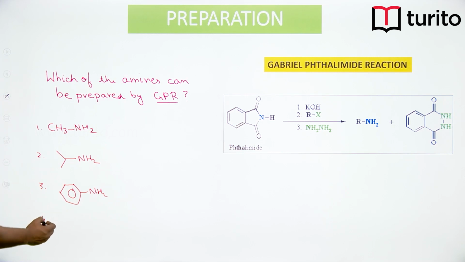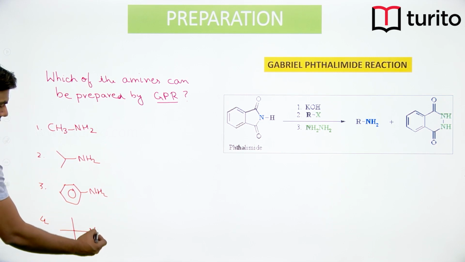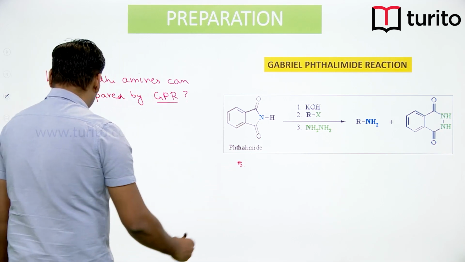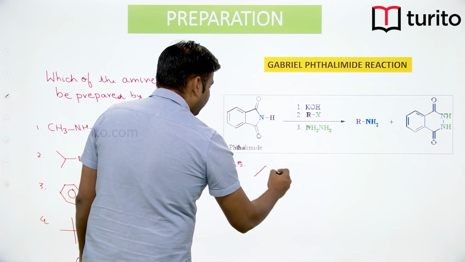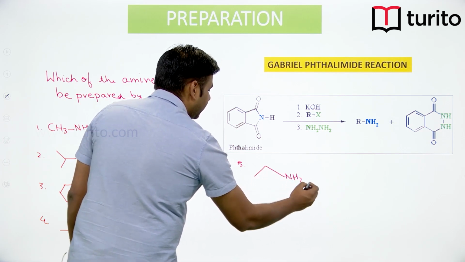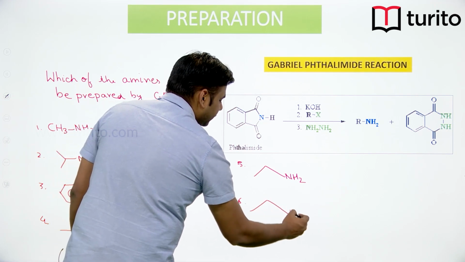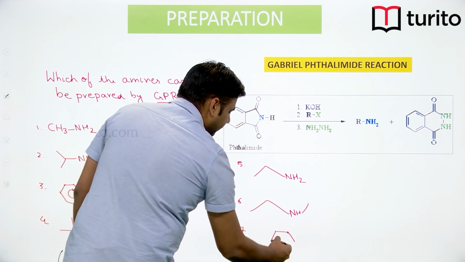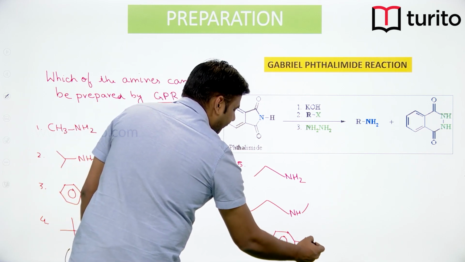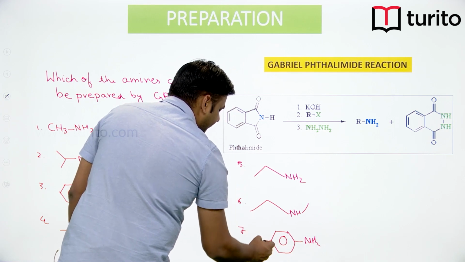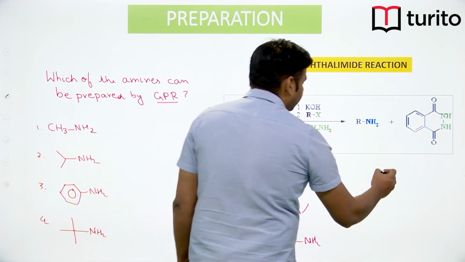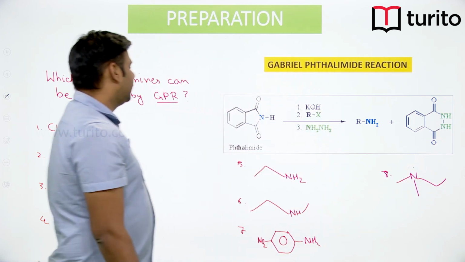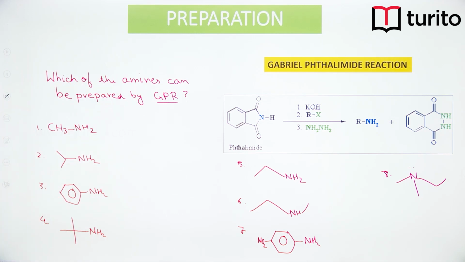fourth, suppose it is this as a 1 degree amine, fifth, suppose we are given this amine, sixth, suppose we are given this amine, and seventh, suppose we are given this amine, and suppose we are also having a 3 degree amine. Okay, so just check which amines can be prepared through this reaction.